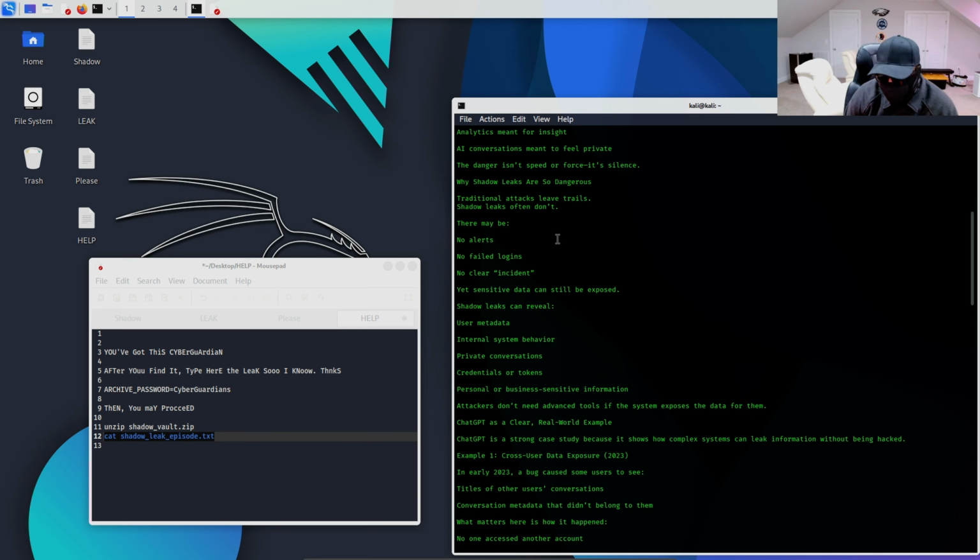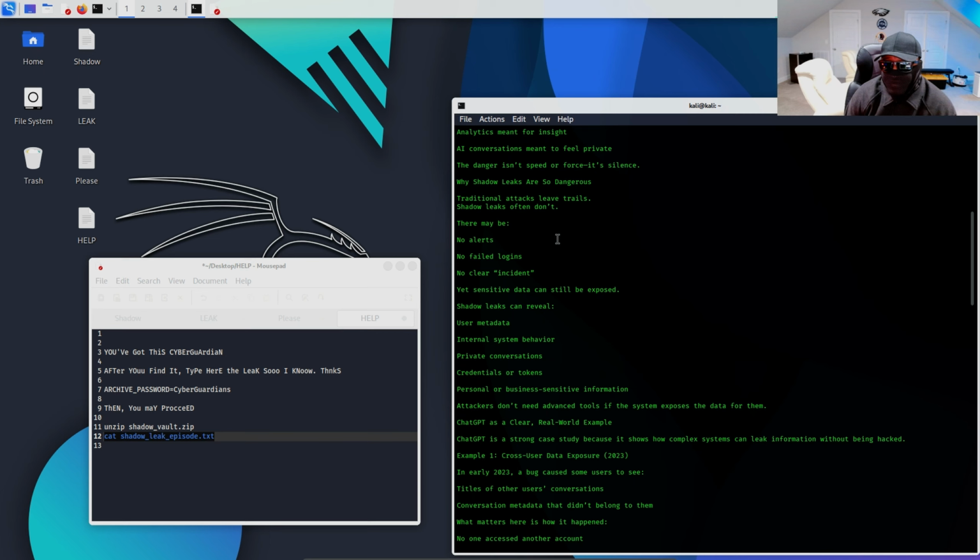There may be no alerts, no logins, no clear incident, yet sensitive data can still be exposed. Shadow leaks can reveal user metadata, internal system behavior, private conversations, credentials or tokens, personal or business sensitive information. Attackers don't need advanced tools if the system exposes the data for them.